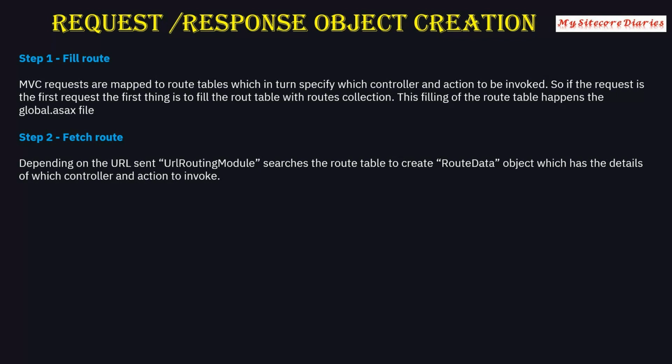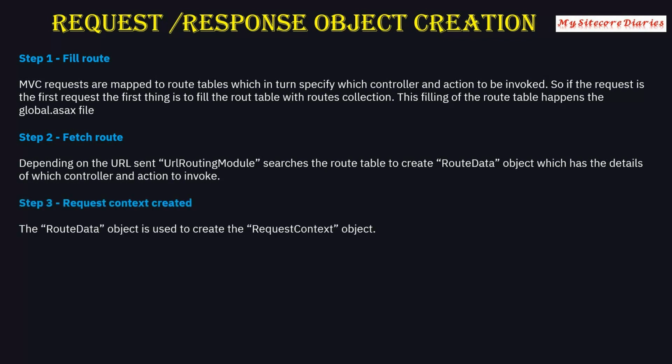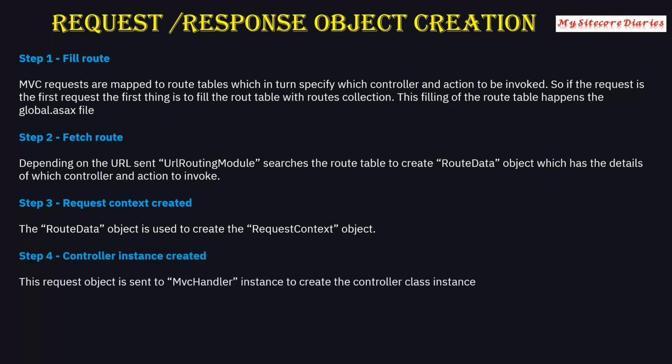So first the route table is filled, and then the URL routing model will fetch that route data and create the route data. That is the object which tells you which is the controller and what is the action for that request. Then the request context is created. The route data object is used to create the request context object, so the context of that request is created, which will have the route data also. Then the controller instance is created.